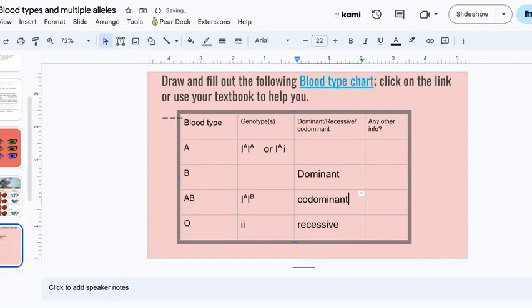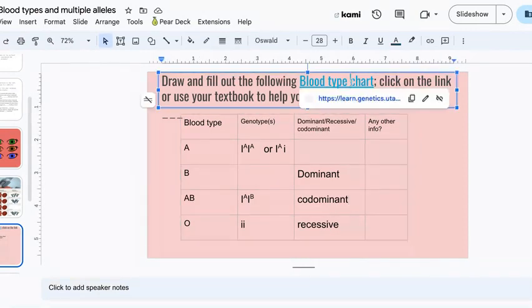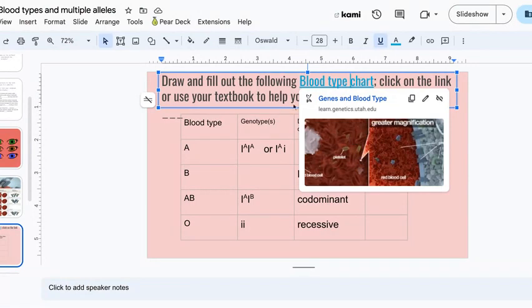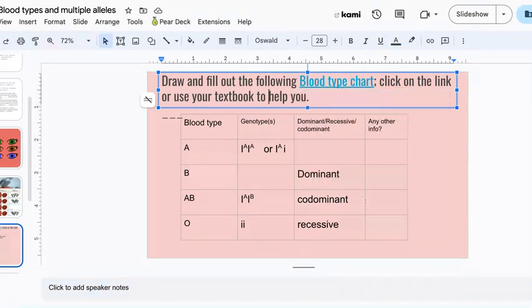But, of course, he had a good start for us. It's not that he's wrong. His genetics are right for more simplistic types of inheritance. But anyways, if you need more help there, you can click on this and this will help you. You can also use your textbook.